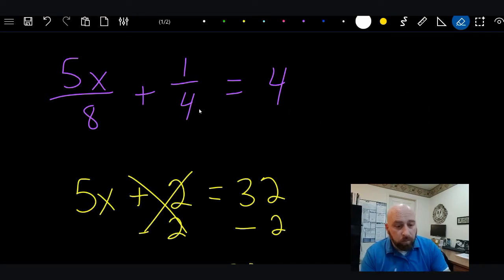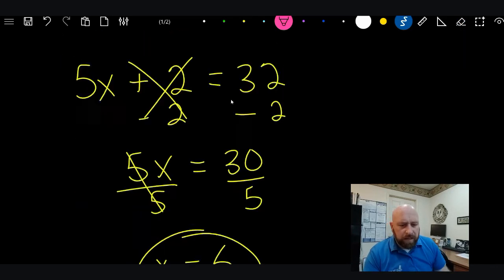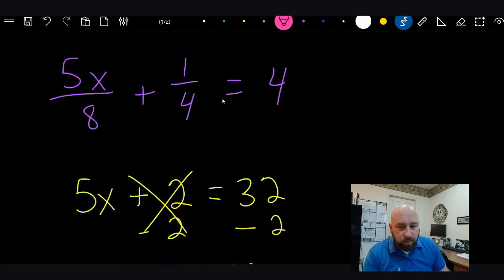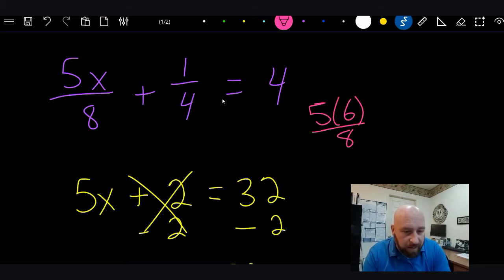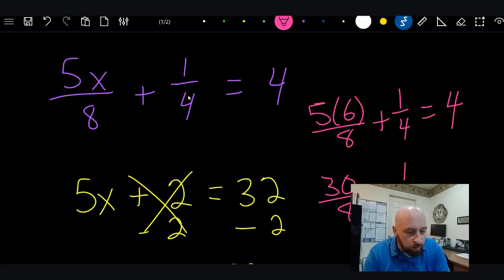Okay, so we'll do it over here, and our answer was 6. So everywhere there's an x, we're going to put a 6. So 5 times 6 over 8 plus 1/4 equals 4. Let's see if that actually works out or not. What's 5 times 6? All right, so we've got 30 over 8 plus 1 over 4 equals 4.